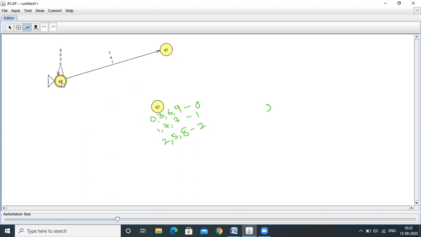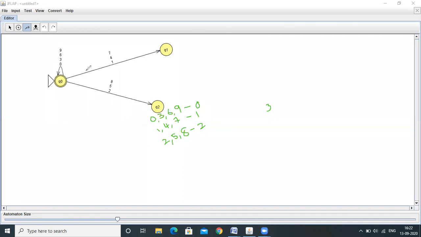Now with remainder 2: Q0 on 2 will go to the Q2 state. Q0 on 5 will go to the Q2 state. Q0 on 8 will go to the Q2 state. Now we have defined all the transitions on Q0. Now define transitions on Q1.